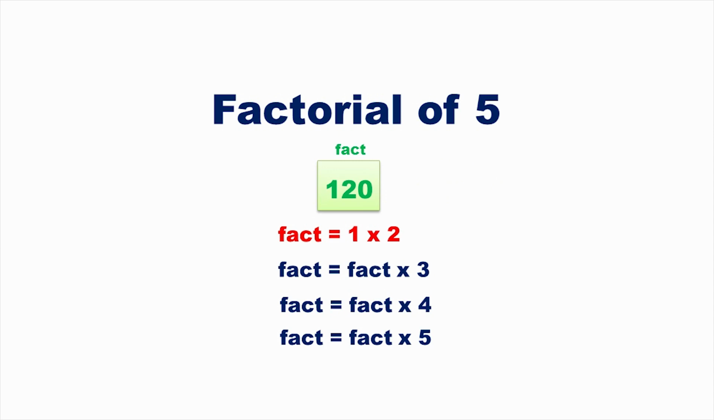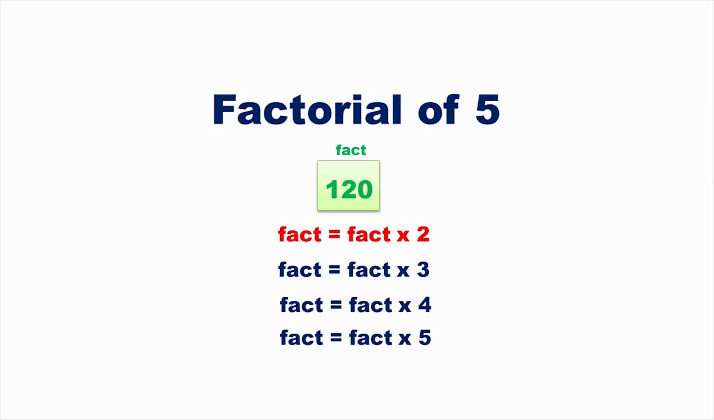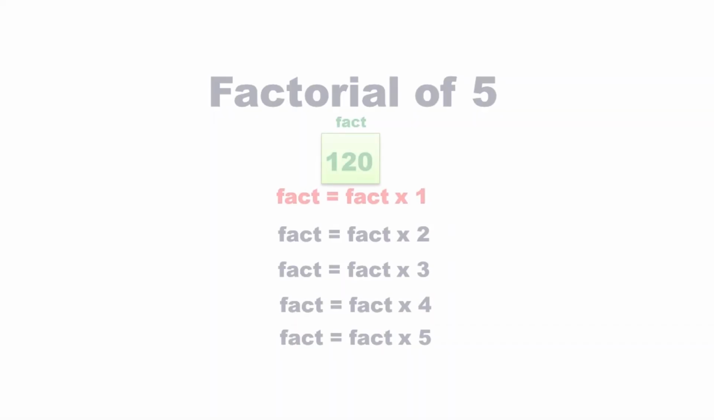Except for the first equation, all other equations have the same pattern. On left hand side is fact and on right hand side is fact into some number. We will bring the first equation also under the same pattern by splitting it into two. Fact equal to fact into 2 and fact equal to fact into 1.